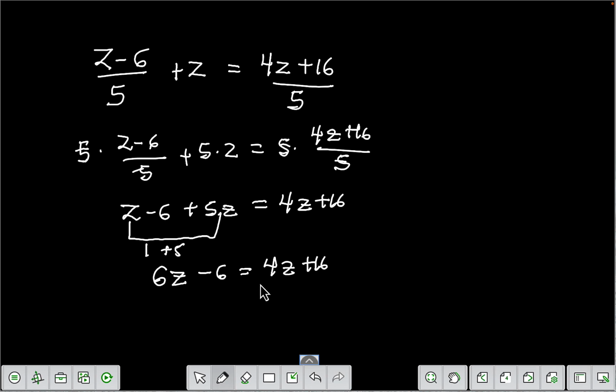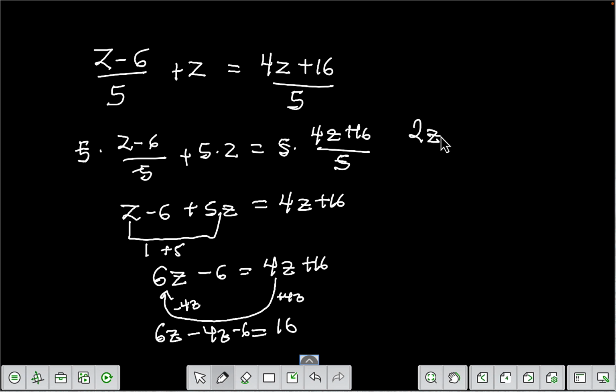Then we can transpose, or use the subtraction property of equality. I'm transposing 4z from the right side of equality to the left side of equality. It is positive 4z here. It will wind up as negative 4z there, right? So this is going to give you 6z minus 4z equals 16, right? So 6z minus 4z is 2z minus 6 equals 16.